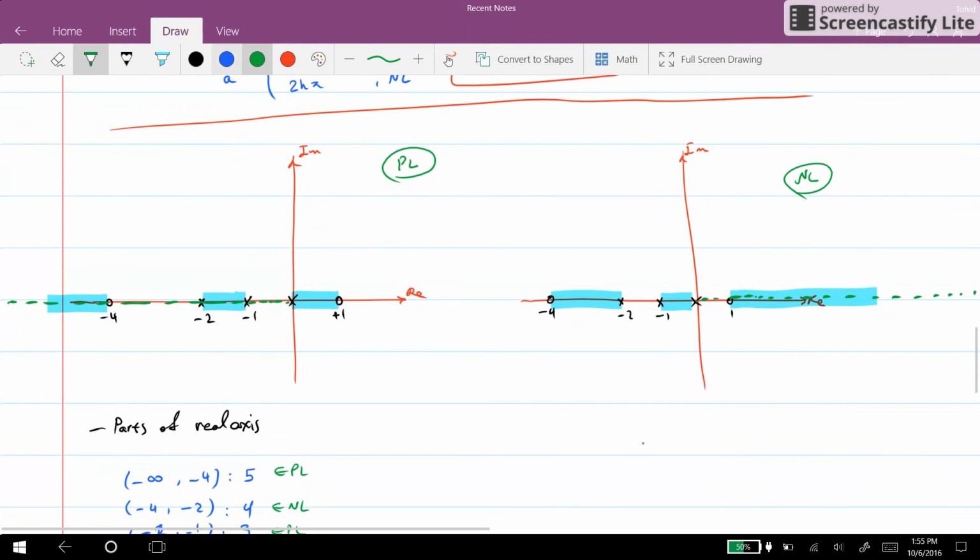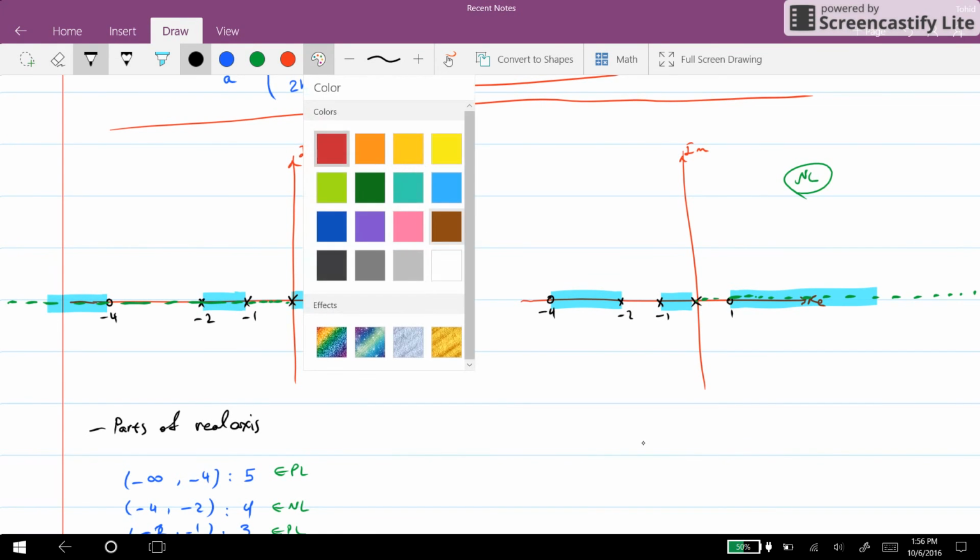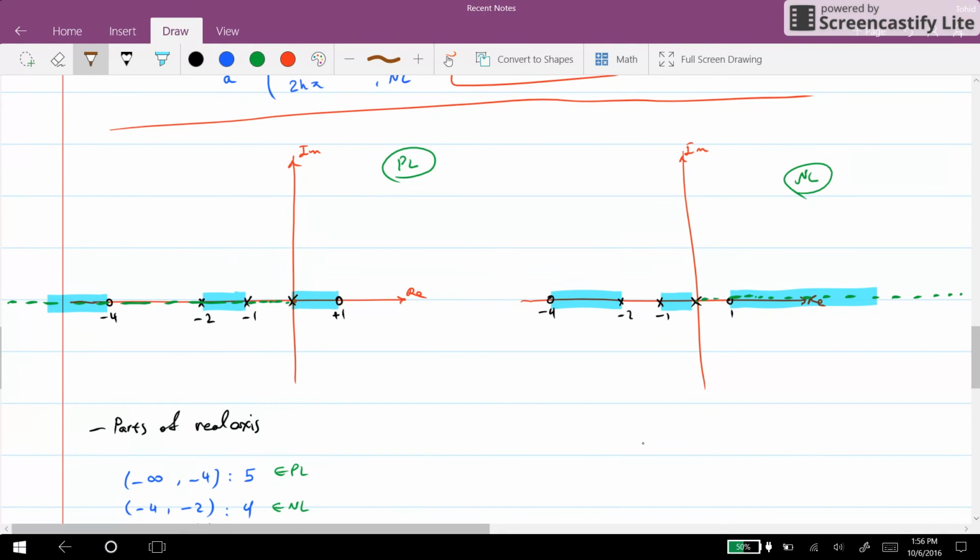Now looking at the positive locus, we have one pole at the origin and one zero on the right hand side, and there will be a branch starting from this pole going towards that zero. So this will indeed be one of the branches.